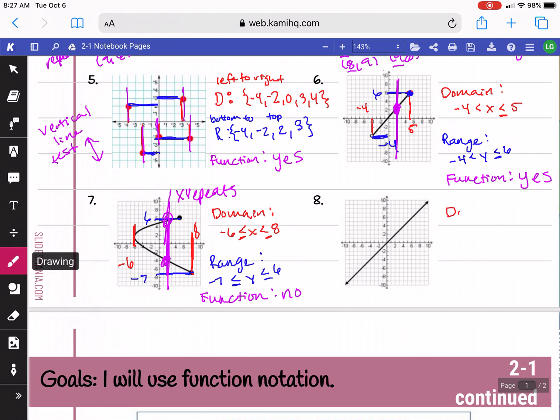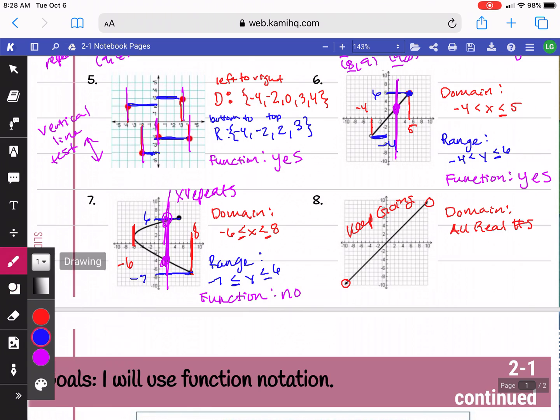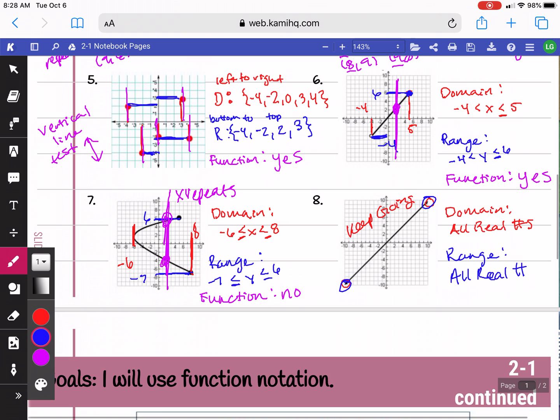If you look at our last graph, this one's a little different. Here, when we do domain, we look left to right. But if you look at the left, it has an arrow, and the right has an arrow. That means it's going to keep going, left and right. If it keeps going, then it actually contains every number. So for that, you would say all real numbers. For my range, I'm going to look low to high. But the same thing happens here. It's going to keep going down. It's going to keep going up. So since it's going to keep going, the range is also all real numbers.